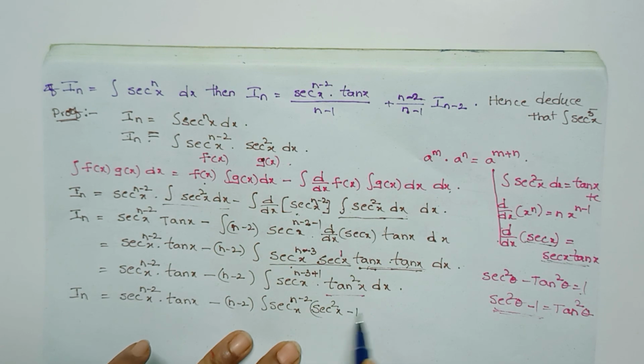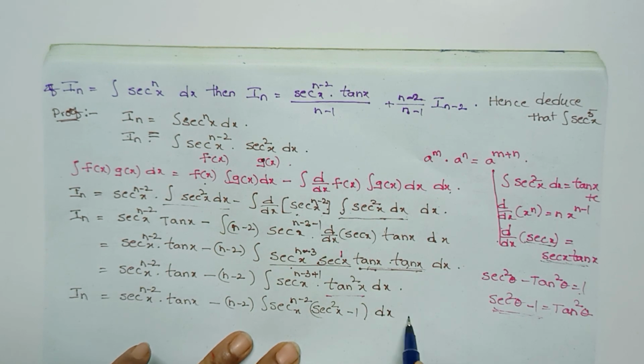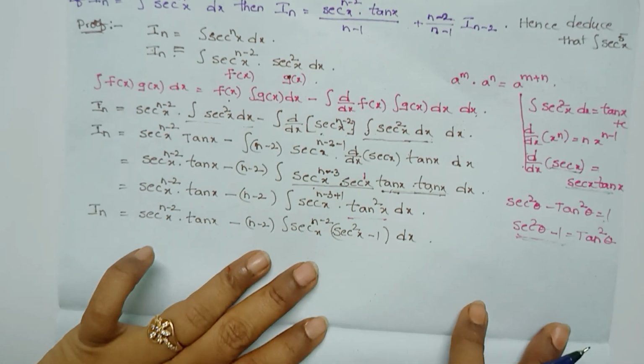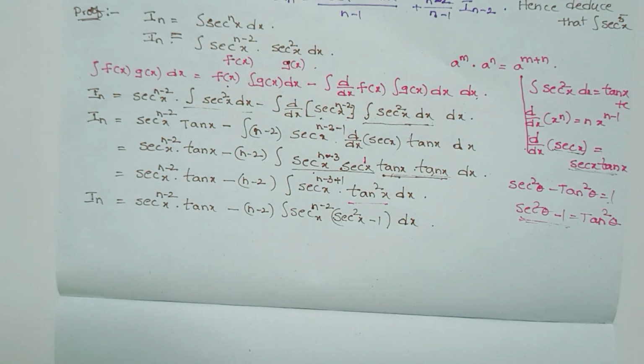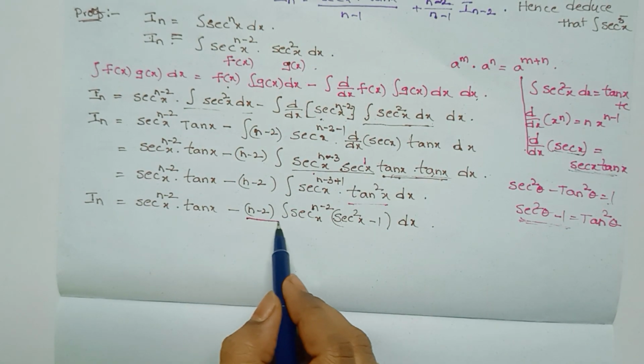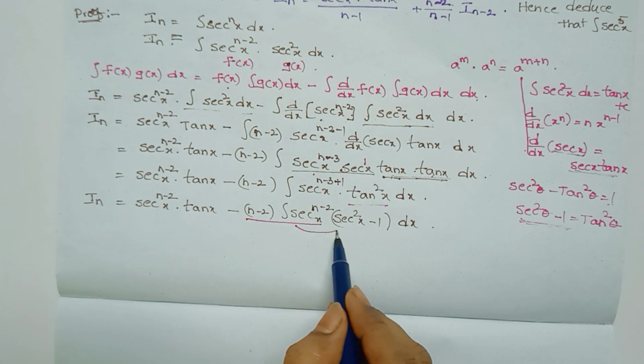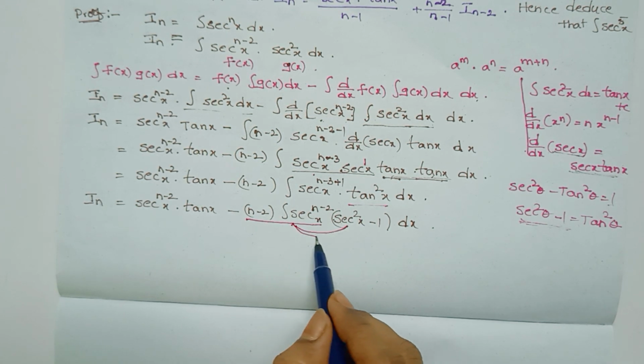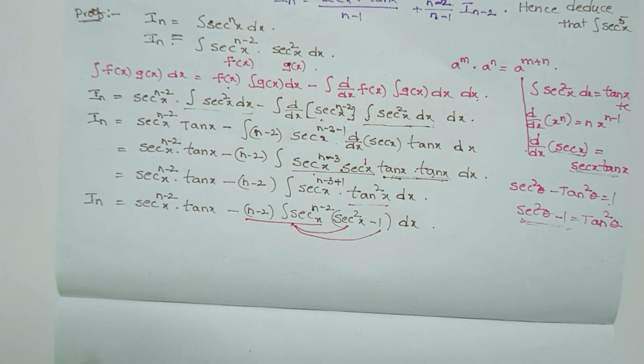Secant square x minus 1 whole dx. Okay, next, take the multiplication here. This is a complete function. This complete function is multiplied with secant square x and multiplied with 1. Secant square x తో multiply చేద్దాం, 1 తో multiply చేద్దాం.